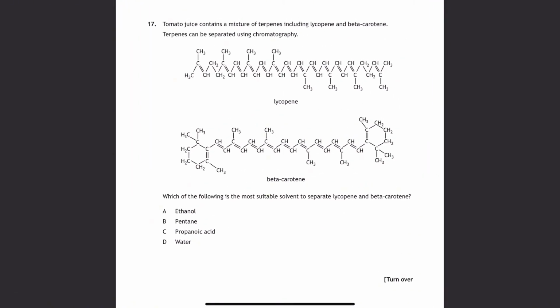The most suitable solvent, so you're wanting the one that is most similar in structure. These two molecules here are hydrocarbons, so we want the solvent that is a hydrocarbon, which would be pentane, B.